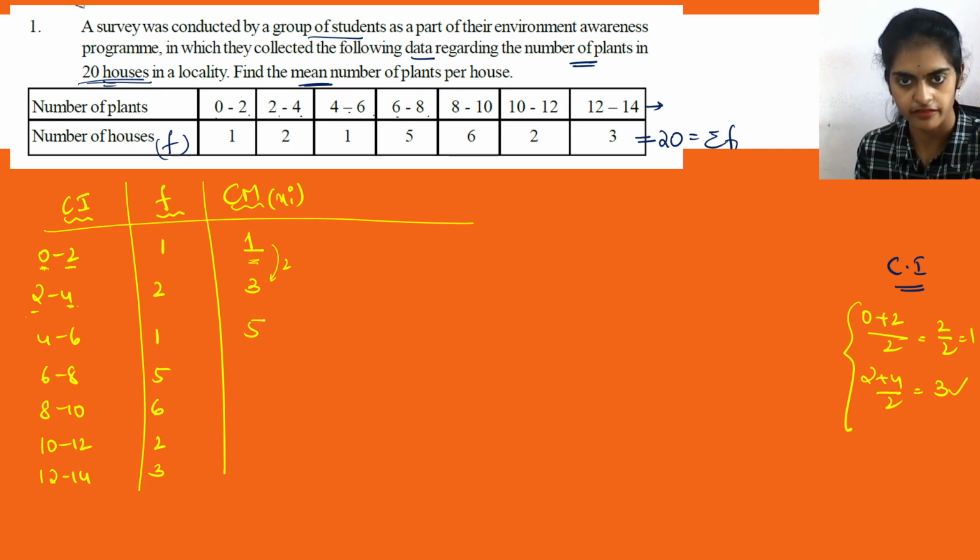3 plus 2 is 5. If you want, you can check: 4 plus 6 is 10, 10 divided by 2 is 5. Right? Now 5 plus 2 is 7, then 9, 11 and 13. So this is how you can get your class mark.